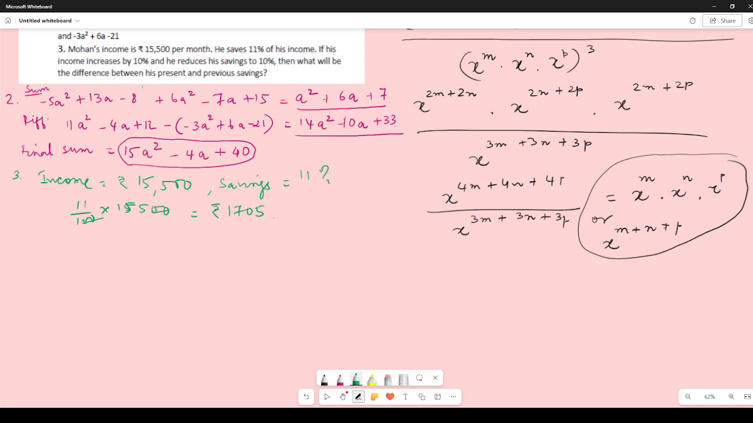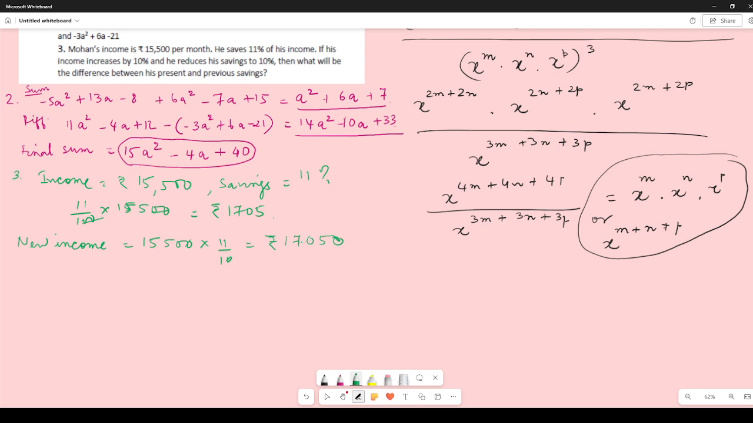Now it says his income increases by 10%. So let us see what his new income will be. New income increases by 10%. So new income becomes what? 15500 into 11 by 10, right? Because it is increasing by 10%. So now his new income becomes what? 17050, right? So his new income becomes 17050.